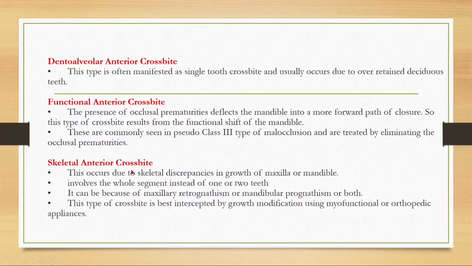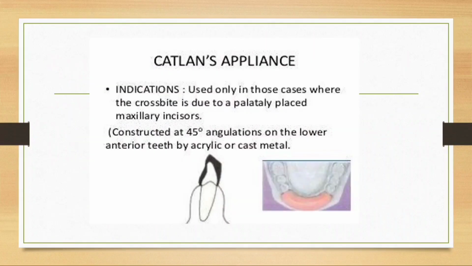Whereas skeletal anterior crossbite is due to a skeletal discrepancy of the maxilla or mandible. So the whole segment is affected instead of one or two teeth. It can be because of maxillary retrognathism or mandibular prognathism. This type of crossbite is best intercepted by growth modification using myofunctional or orthopedic appliances. The inclined plane is indicated only in those cases where the crossbite is due to palatally placed maxillary incisors. It is constructed at 45-degree angulation on the lower anterior teeth, by acrylic or cast metal.